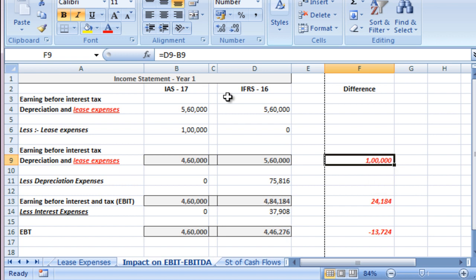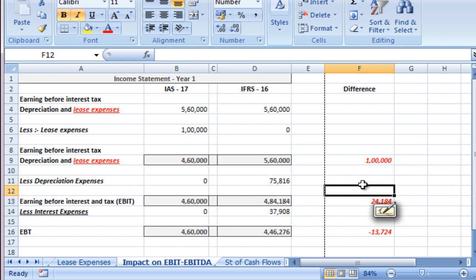Now coming to the depreciation expense. There is no depreciation under IAS 17, but there's a depreciation expense under IFRS 16. So what we need to do is deduct the depreciation expense to come out at a figure called EBIT, earnings before interest and taxes.